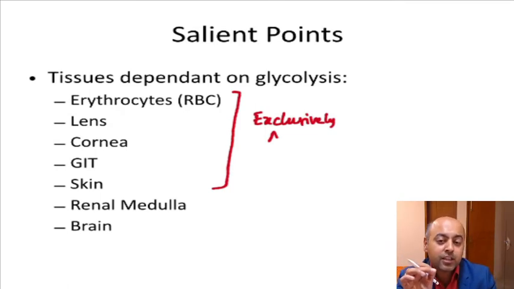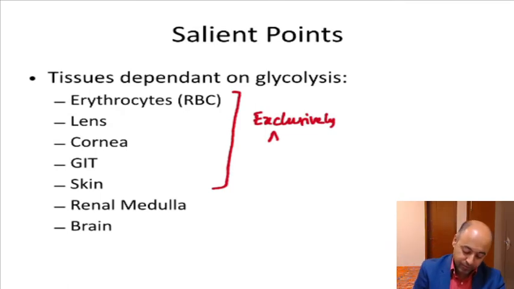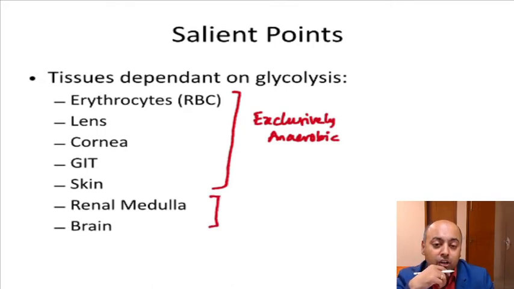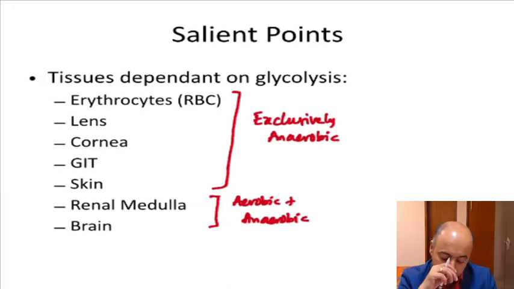RBC doesn't have mitochondria, the others do not have the blood supply. Whereas renal medulla and brain have aerobic plus anaerobic glycolysis. Okay. So these are the tissues which are dependent on glycolysis.